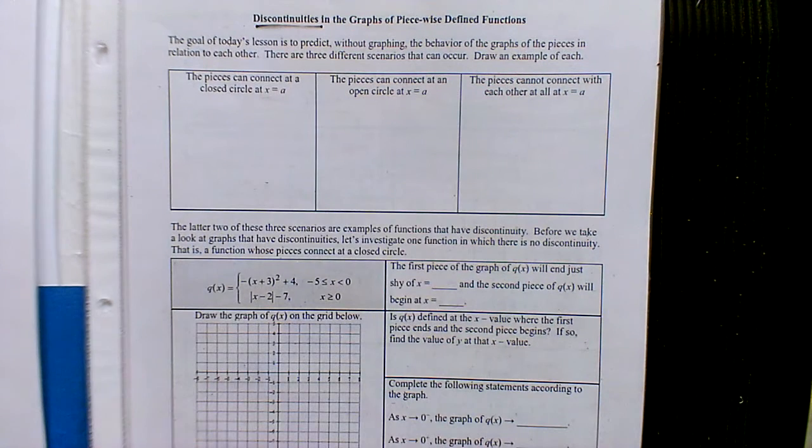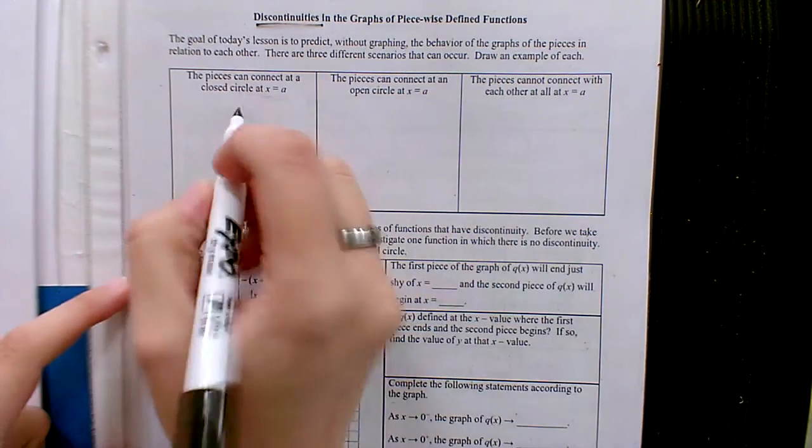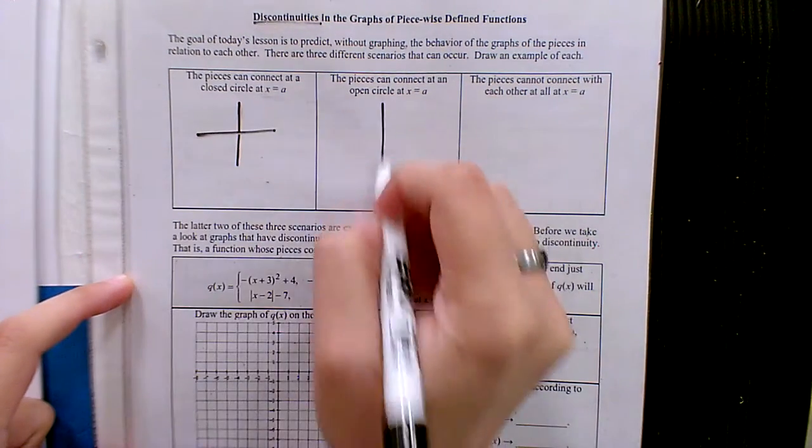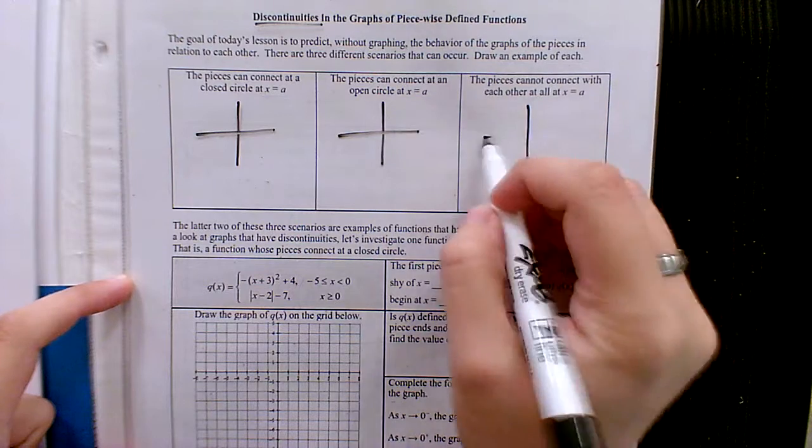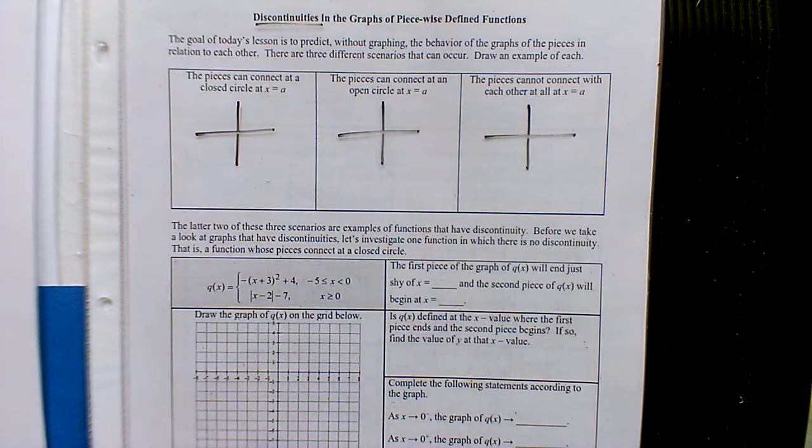Okay? Discontinuities. To introduce this, we're going to take a look at 3 scenarios. We're going to take a look at 3 possible graphs, and then we're going to classify them as either continuous, we can draw them without lifting up our pencil, or discontinuous. We would have to lift up our pencil at some spot.